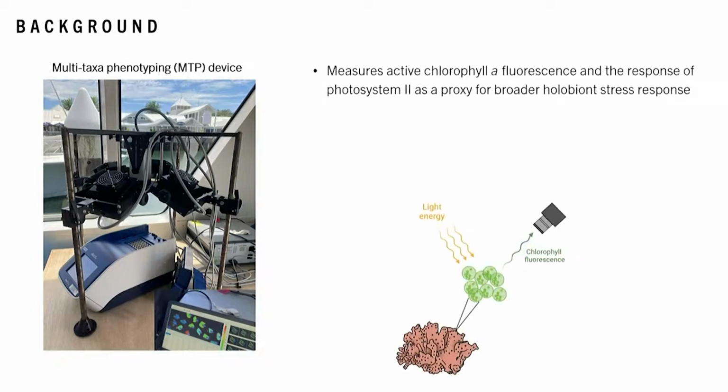Now, similar to other phenotyping devices, the MTP device measures active chlorophyll A fluorescence and uses the response of photosystem 2 as a broader holobiont response to stress. And the reason for this is twofold. So firstly, because the majority of coral metabolic requirements are fulfilled through primary production through their algal symbionts, and secondly, because the coral symbiont breakdown is a sign of metabolic stress that manifests itself in chlorophyll A fluorescent signatures.